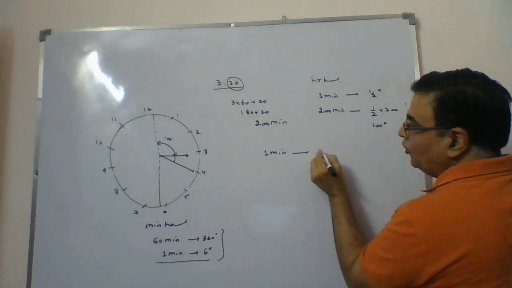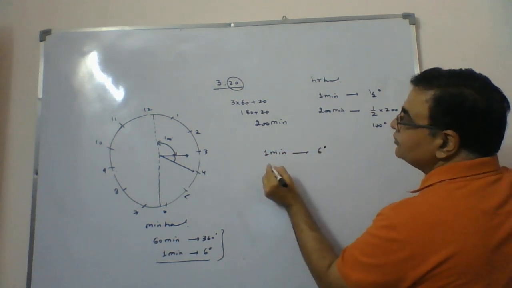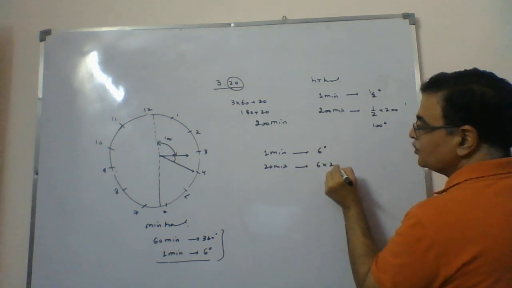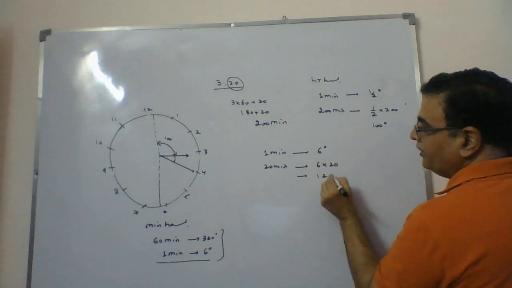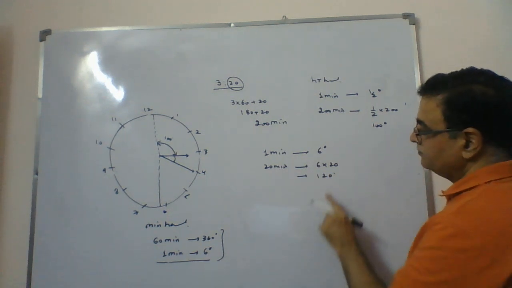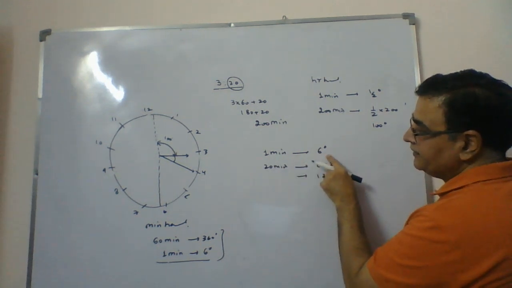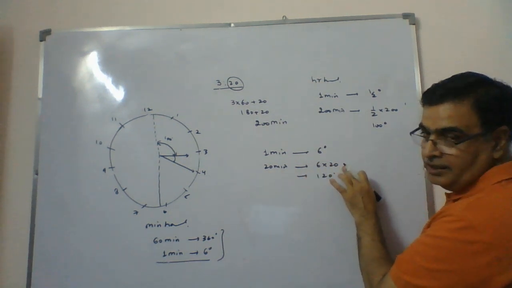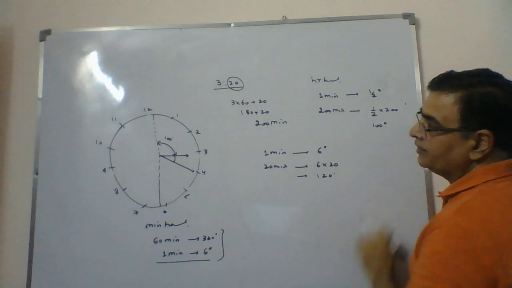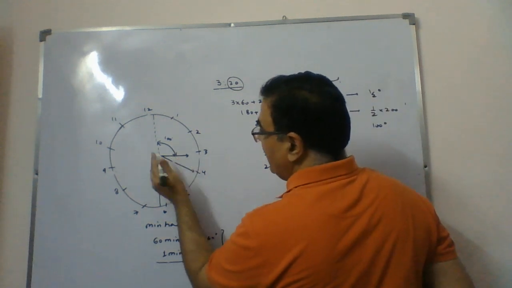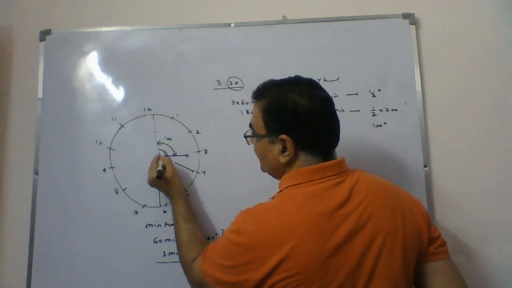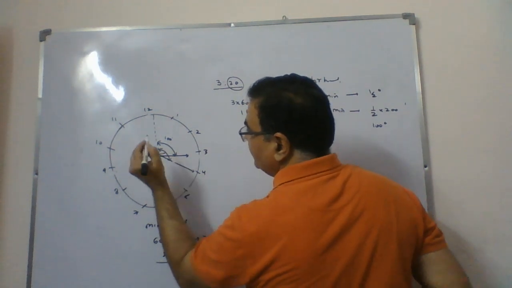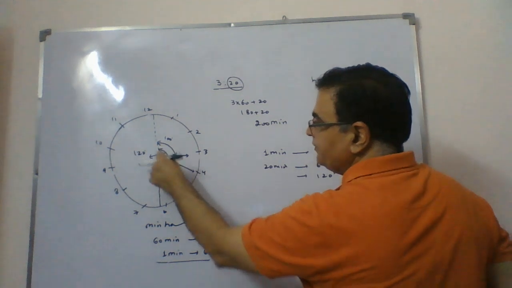1 minute it will go by 6 degree. So in 20 minutes it will go by 6 into 20, 120 degree. Is it right? 1 minute 6 degree. So 20 minutes means 6 into 20, that will be 120 degree. So this minute hand will be at 120. This angle will be clearly 120 degree. So this is 100, this is 120.